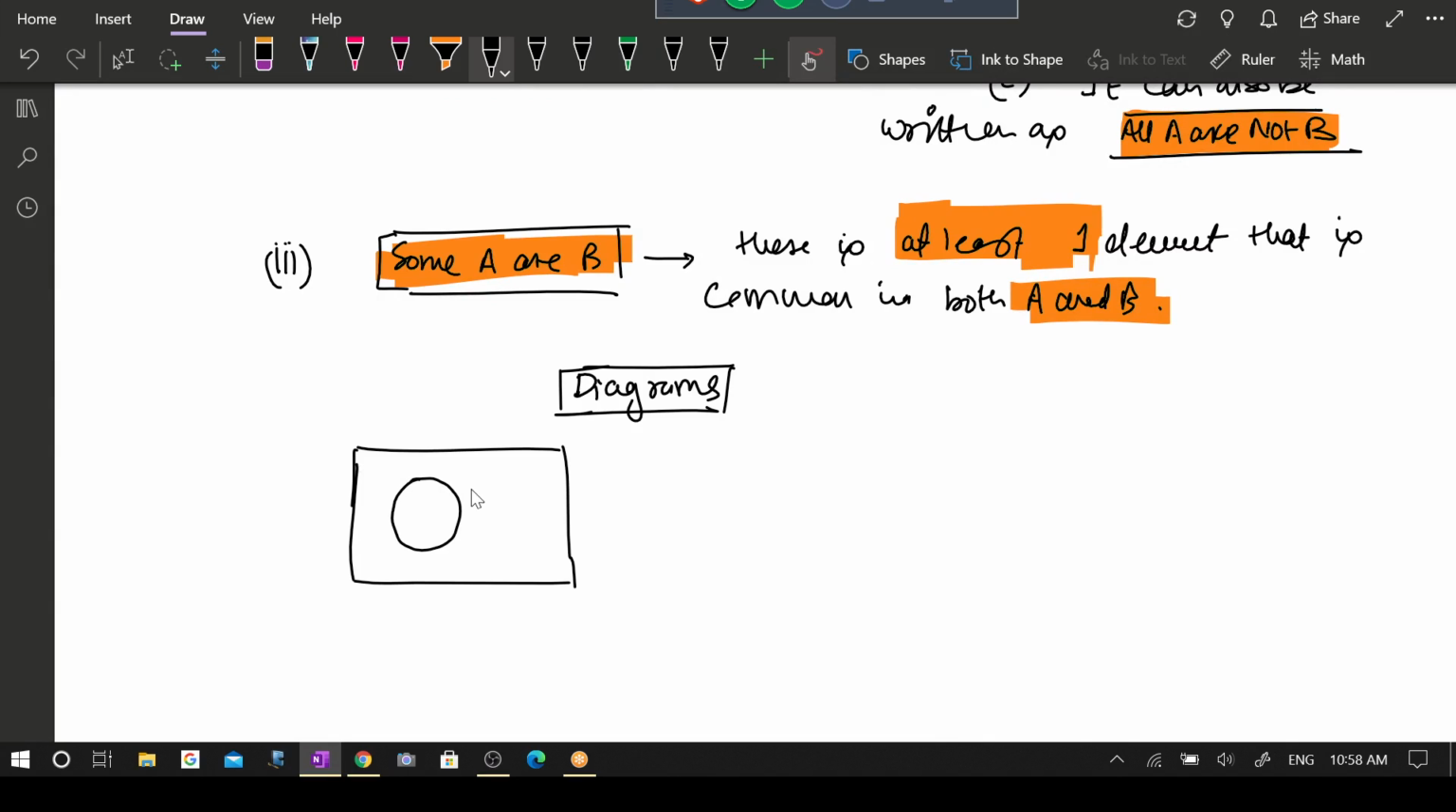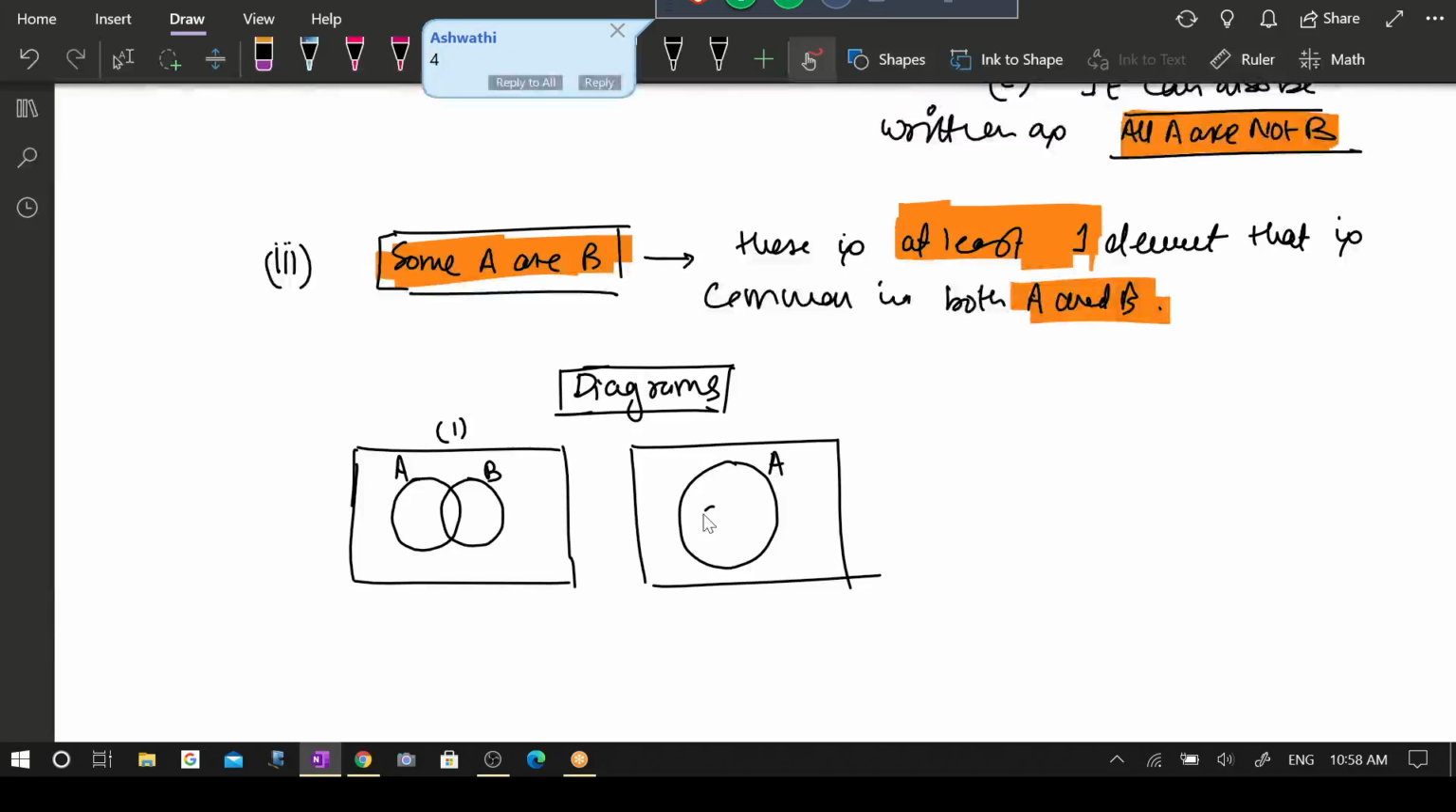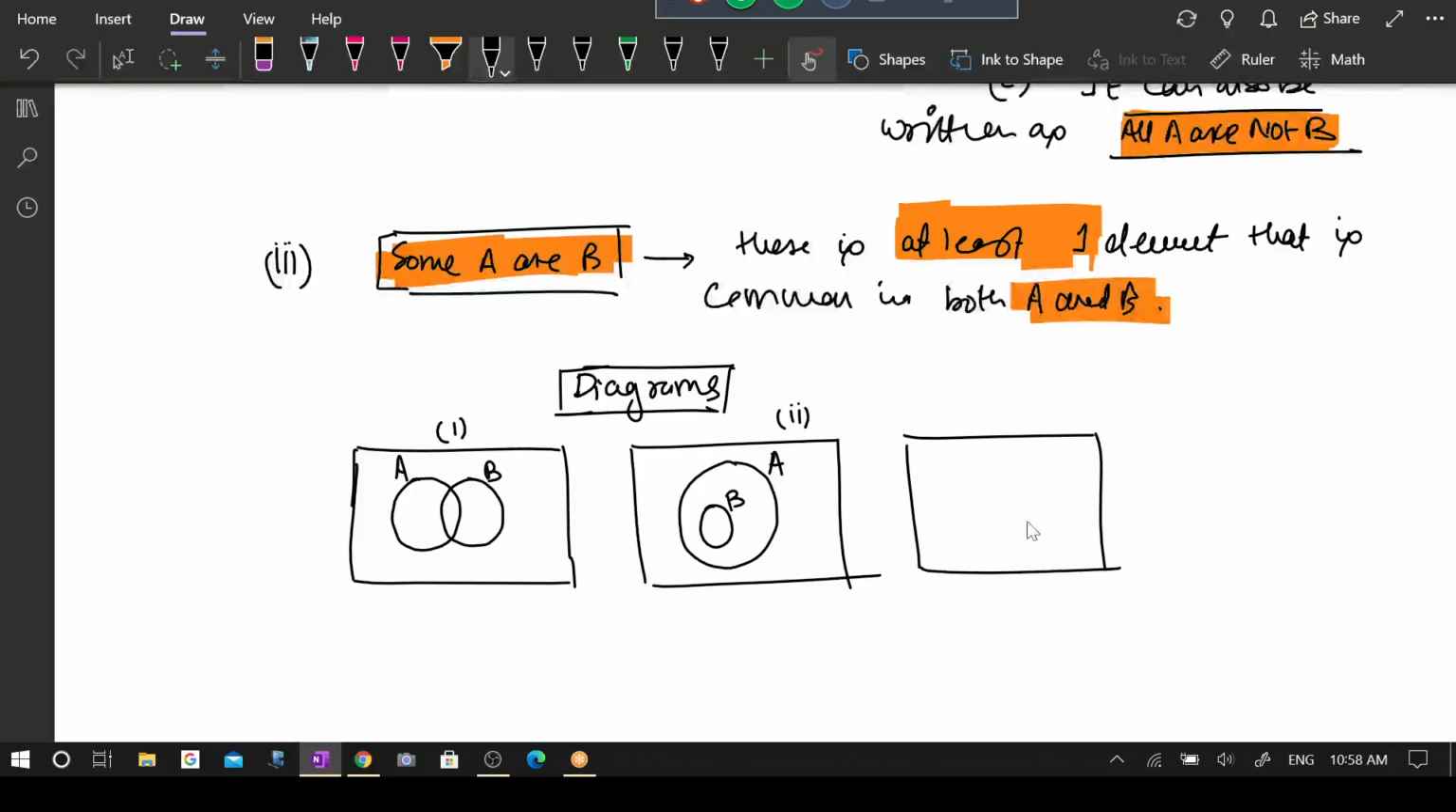This is some A R B. First diagram. Second, some A R B. Very good, Ashwathi. Very nice. See, some A R B. Third, some A R B. Why not?